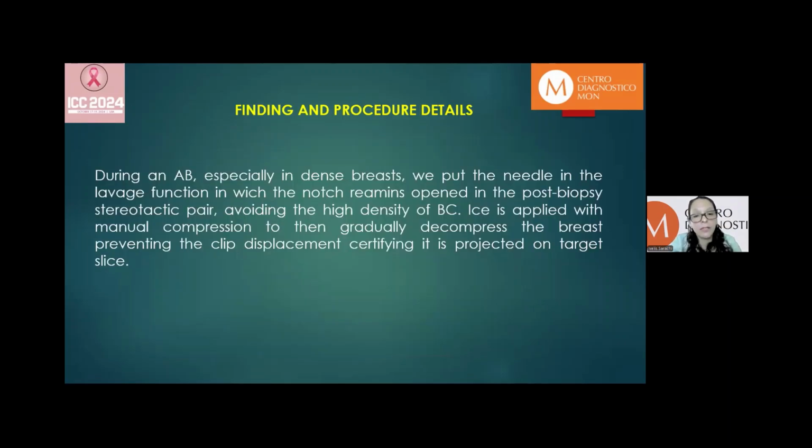During an active bleeding, especially in dense breast, we put the needle in lavage function, in which the notch remains opened in the post-biopsy stereotactic pair, avoiding high density of the breast clots. Ice is applied with manual compression to then gradually decompress the breast, preventing clip displacement.